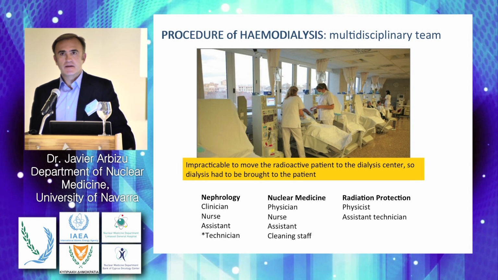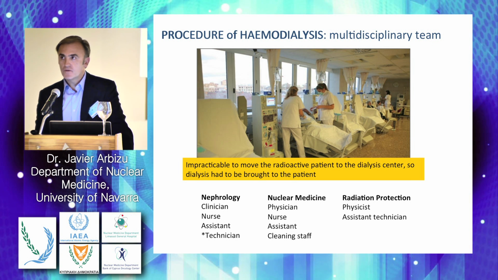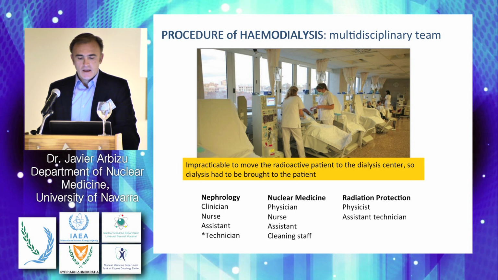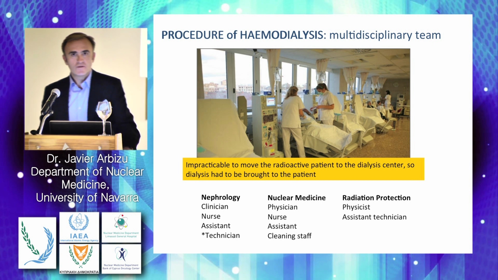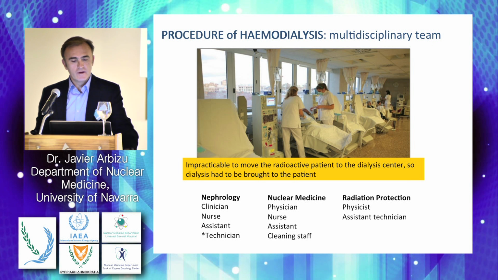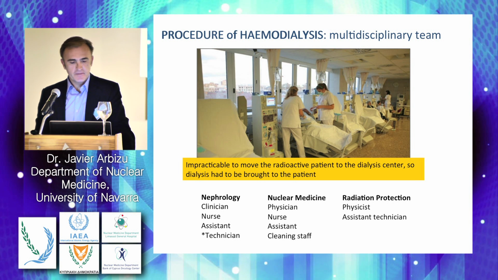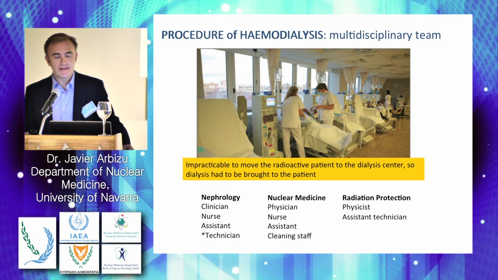So this is the procedure. This is the room that we have at my institution. So it's a crowded room with patients in these beds, with a lot of personnel attending the patient, but also the machines to perform the hemodialysis. So it's absolutely impossible to take a patient who has been treated with radioiodine into it. So we have to bring all these personnel and these machines to the patient instead. That means that we need a multidisciplinary team.